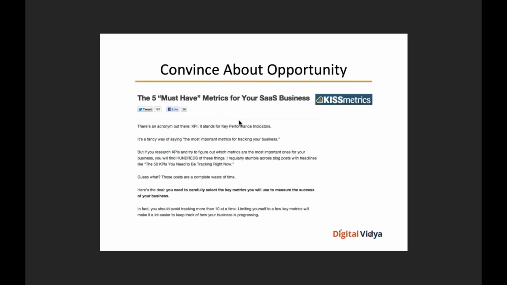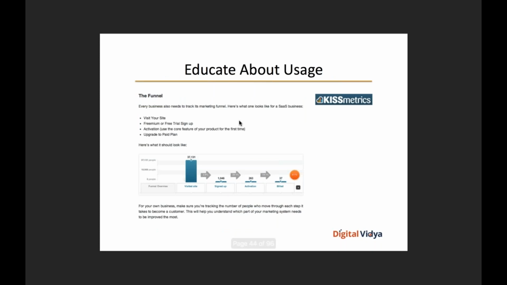Kissmetrics again, a competitor to Mixpanel. It talks about five must-have metrics for your SaaS business. Again, not silly at all. It convinces people about the opportunity. What you need to understand is education about usage and convincing about opportunity are very, very neighboring. In a lot of cases, you would see a certain level of overlap. What you need to understand is what is the primary objective that particular outreach is solving for.